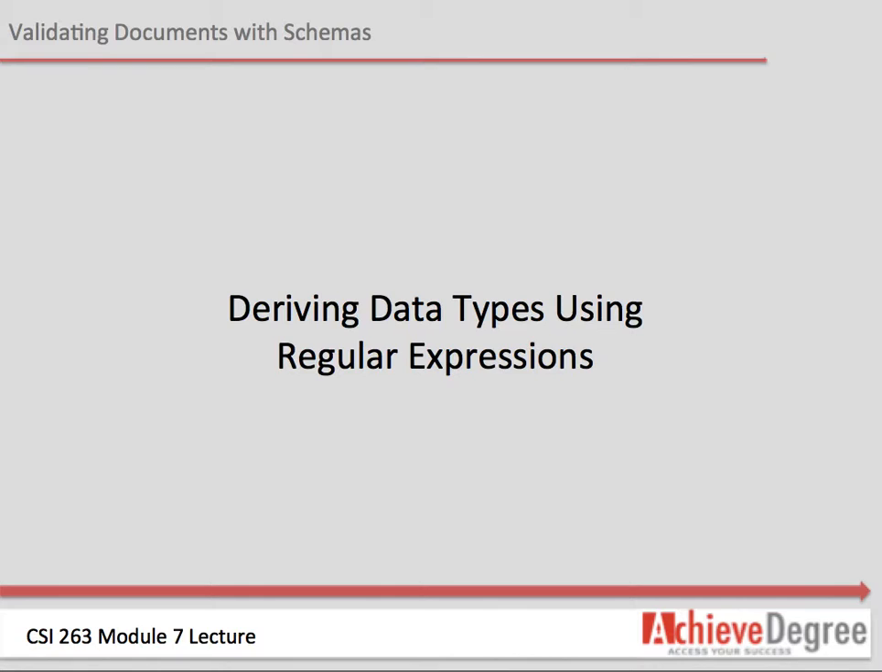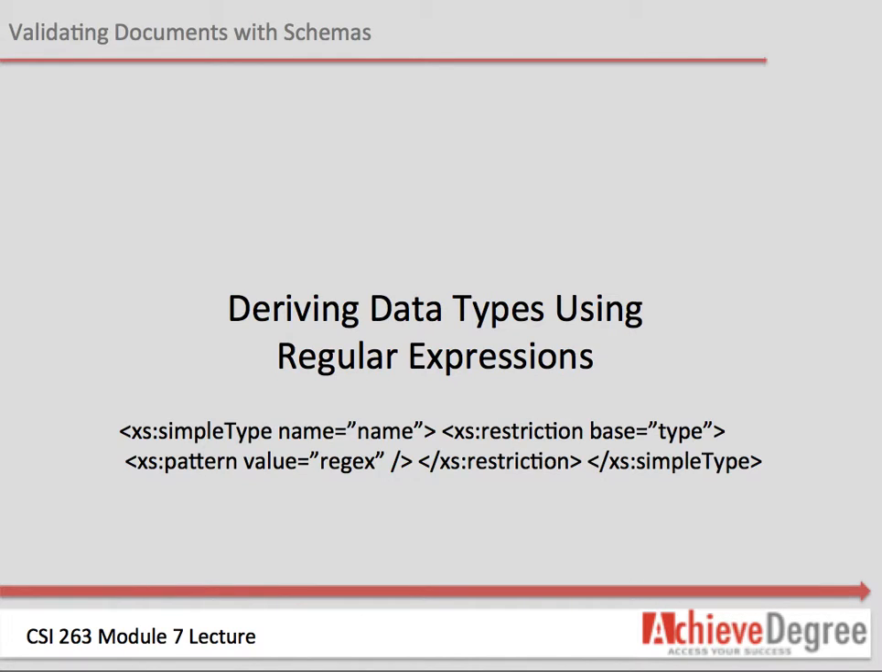Deriving data types using regular expressions. A regular expression is a text string that defines a character pattern. Regular expressions can be created to define patterns for many types of data, including phone numbers, postal address codes, and email addresses. To apply a regular expression in a data type, you create the simple type here, where regx is a regular expression pattern. Here is an example.